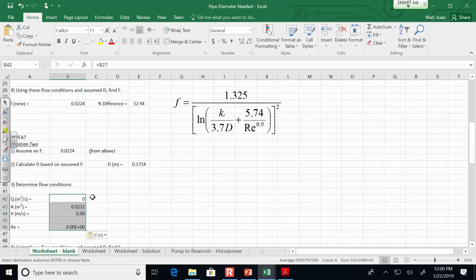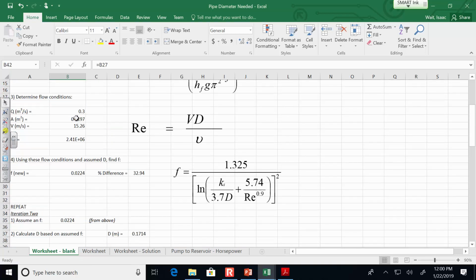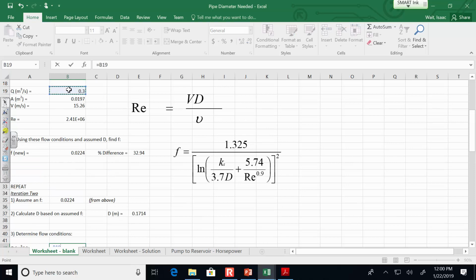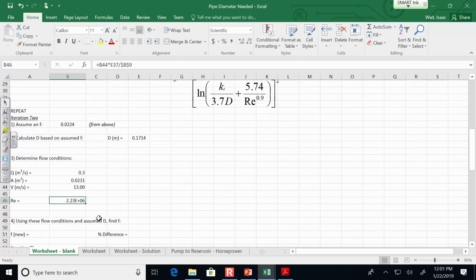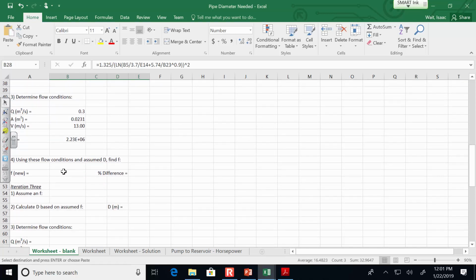Control V. So now something's not right. Maybe it didn't copy over the flow rate for whatever reason. So the flow rate is, all right, that's better. All right, so we have an updated velocity, and we've got an updated Reynolds number, and so now we can get the new f value and the new percent difference. And so I'll just highlight those cells, Control C, and Control V to paste them.